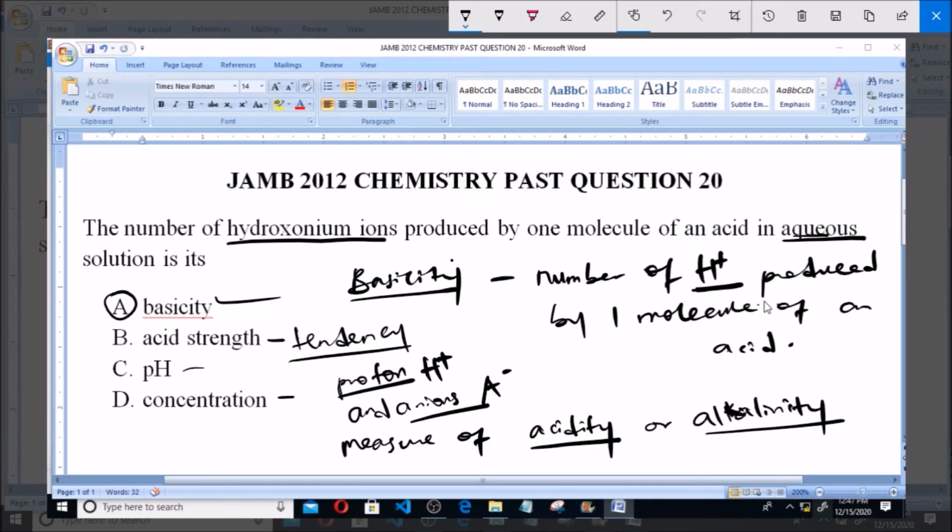Then concentration here simply refers to the amount of a substance present in a given volume of that substance. So the answer to this question actually is option A, basicity, that describes the number of hydrogen ion produced by one molecule of an acid, and I say it's also equivalent to the number of hydronium ion produced by that same acid in an aqueous solution.